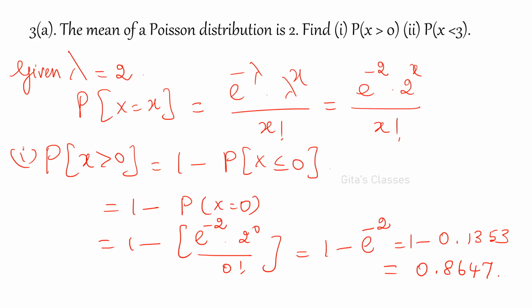And next one, the mean of a Poisson distribution is 2. Find P of x greater than 0, and P of x less than 3. These two are asked. Now what is given? Mean of Poisson distribution means lambda. So given lambda is equal to 2.